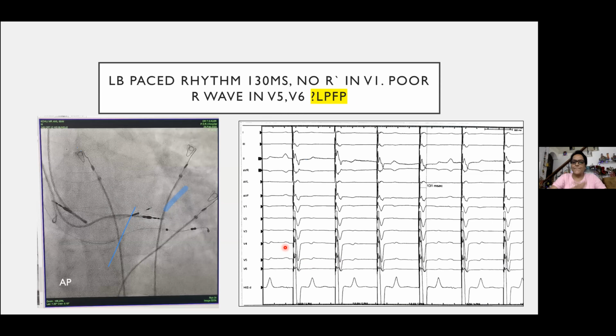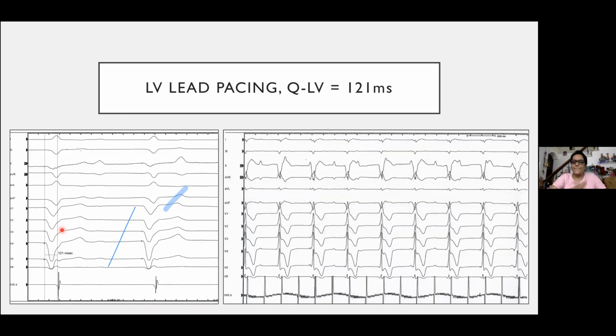Again, we put an LV lead and check. We first put a catheter there to check how the EGM is. So yeah, this is the LV lead EGM. When you put the LV lead, QLV is 121 milliseconds. So it's a very good, beautiful site.